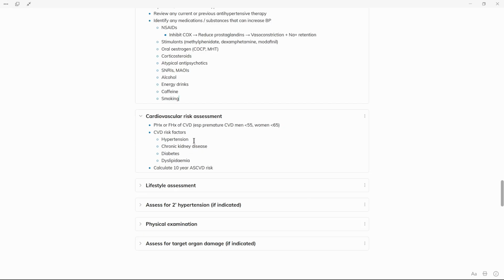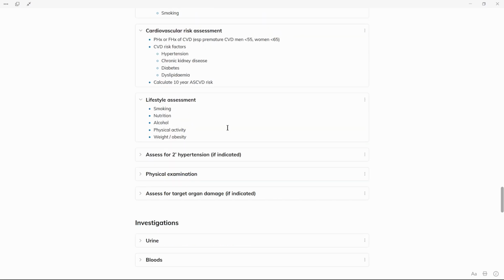We look for other risk factors for cardiovascular disease, such as hypertension, chronic kidney disease, diabetes, and dyslipidemia. And then based on these results, we can calculate the 10-year Australian atherosclerotic cardiovascular disease risk score. We then perform a social history assessing their lifestyle. We ask them about the SNAP factors, so smoking, nutrition, alcohol, and physical activity. And we also pay a lot of attention to weight and obesity.